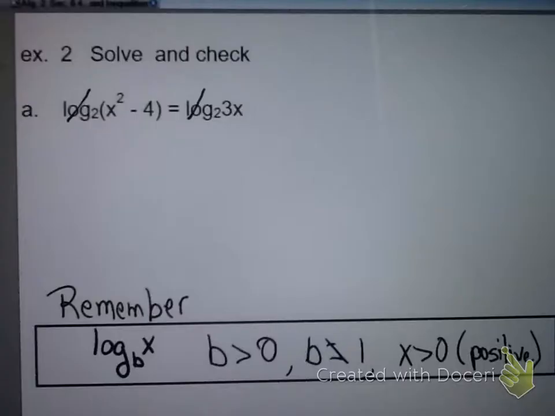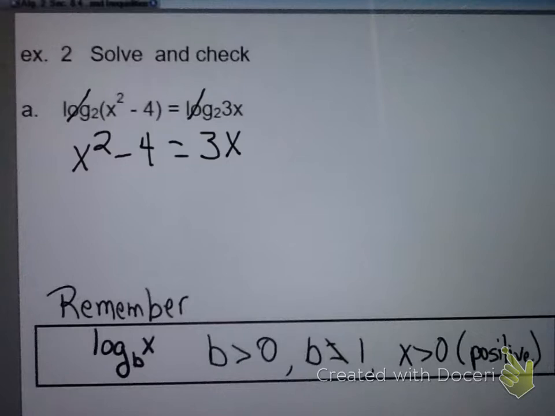Let's look at example 2. Solve and check. The logs go away, so we get x squared minus 4 is equal to 3x. Now the direction says to solve. We have to think about this. Because of that x squared, that's telling me that we're going to have 2 answers. Well, x squared is also a quadratic. To get the 2 answers, we have to factor. Before we can factor, we have to have the equation equal to 0, and then we can factor.